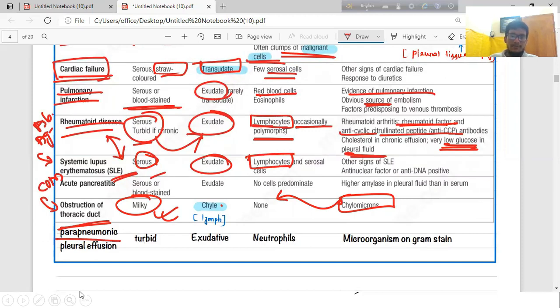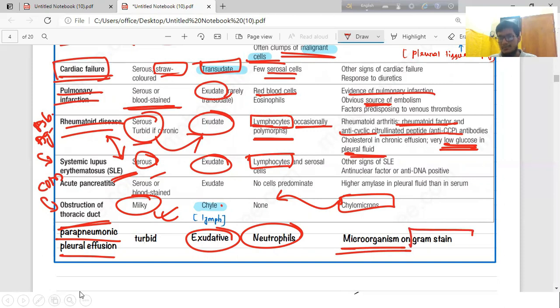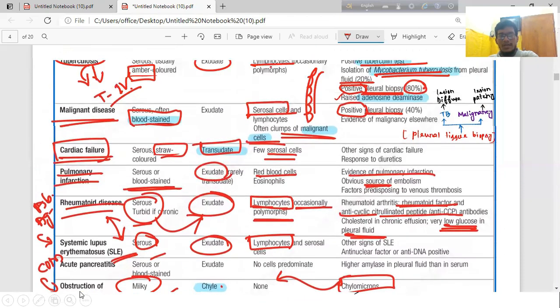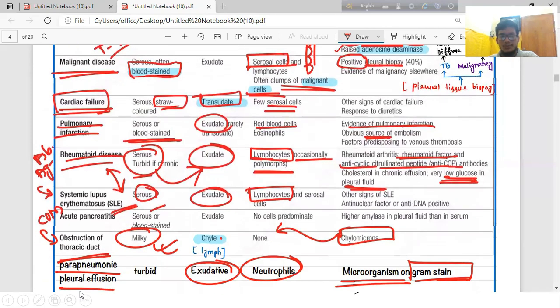In case of pneumonia pleural effusion, that means the primary cause is pneumonia, and this pneumonia has developed inflammation, and this inflammation has developed formation of pleural fluid, pleural effusion. As pneumonia is a bacterial infection, you will find predominant neutrophil infiltration in the pleural fluid, and as it is inflammation associated, you will find an exudative pleural effusion. You may find microorganisms by doing gram stain of that pleural fluid sample. So this is all about the chart. I have tried my best to explain it briefly.